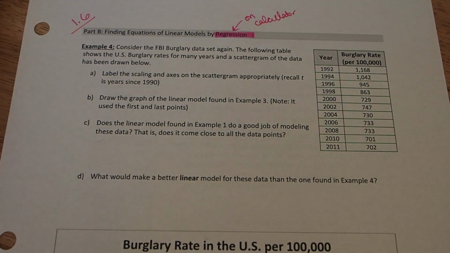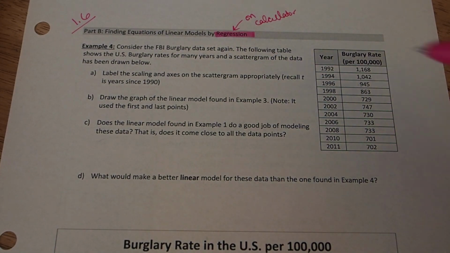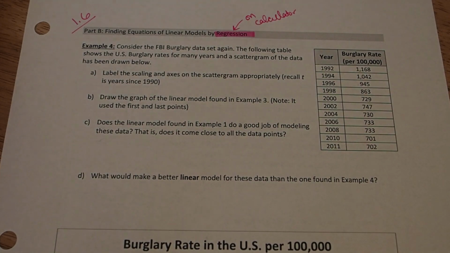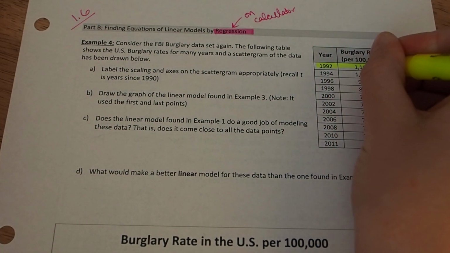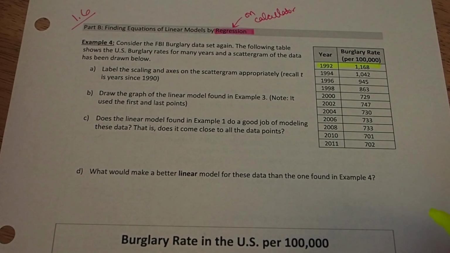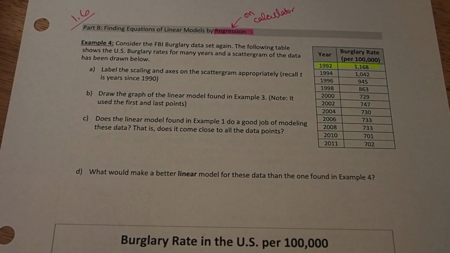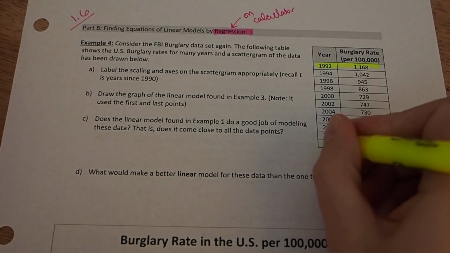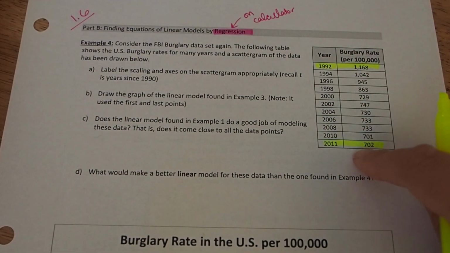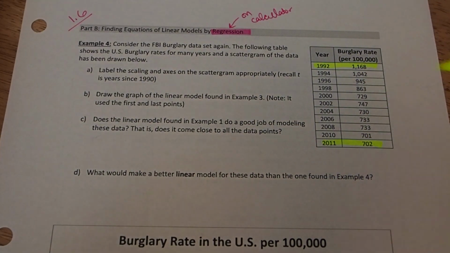Okay. So, example 4, we're looking at the FBI burglary set again. This is the same data set that was in the last example in part A of 1.6. But here we have more data. I believe that in the last example, they only told us the 1992 and, I think it was the 2011. I don't remember. I'll have to look real fast. Yep, 2011. I guess I could have looked later, but it gave us those two. Now we have a lot more data here, so we are going to use regression, and we're going to be able to find a model that goes through all the data.